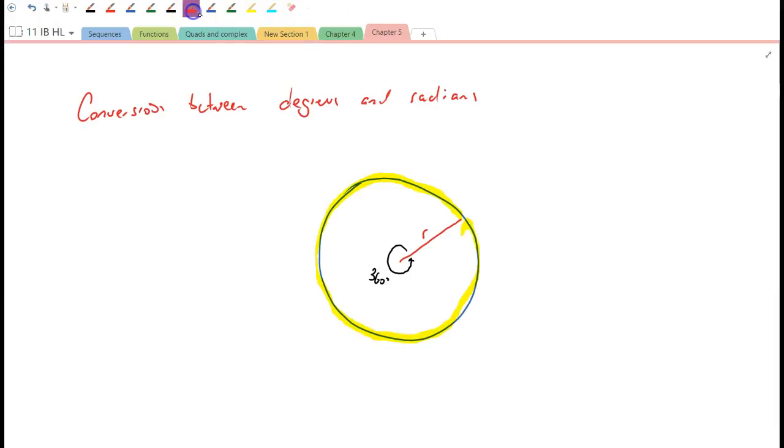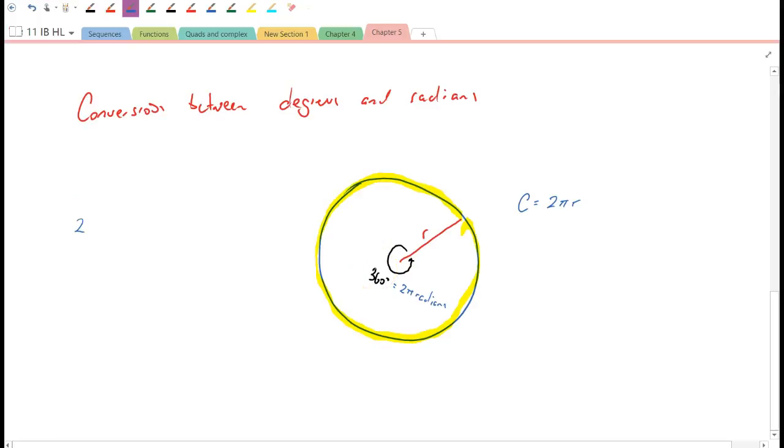So if we looked at it, well, how many do we have? What is the circumference of a circle equal to? Well, we know the circumference of a circle is equal to 2 pi r, so that means that in our full rotation, we get 2 pi radiuses. So our angle at the center here in terms of radians must be equal to 2 pi radians.